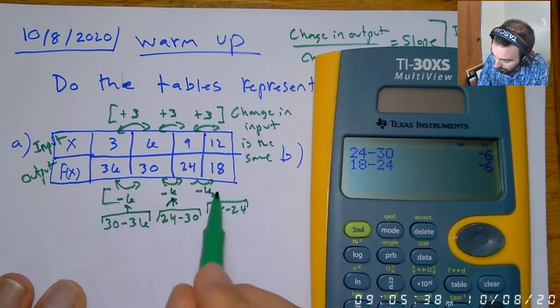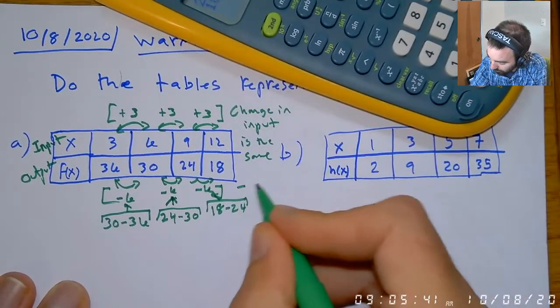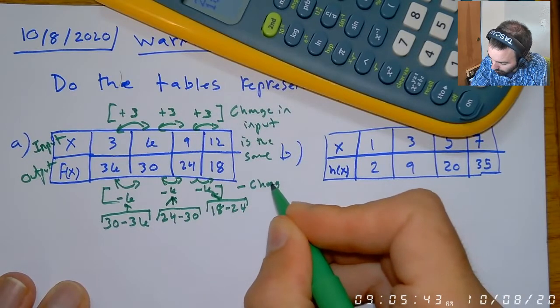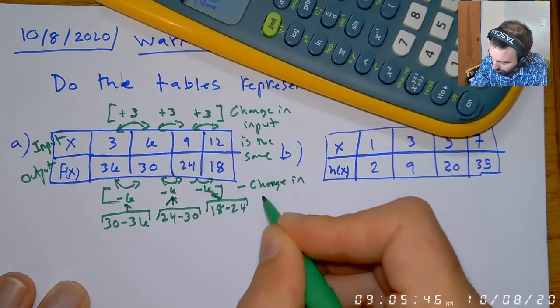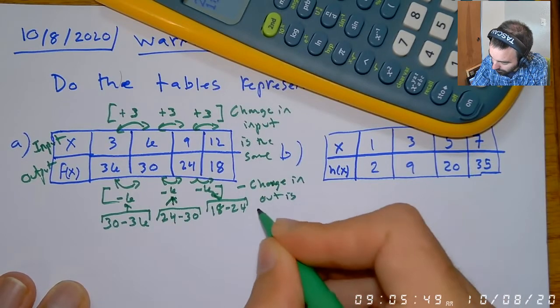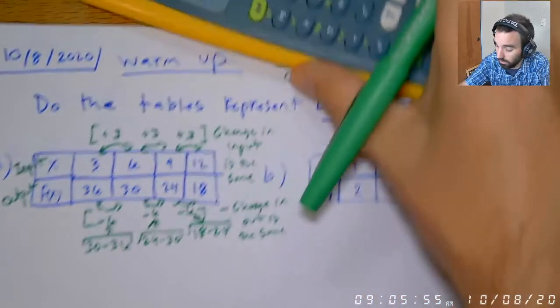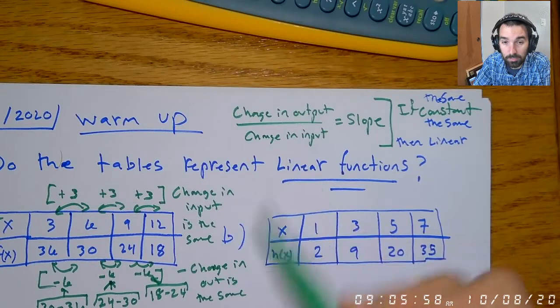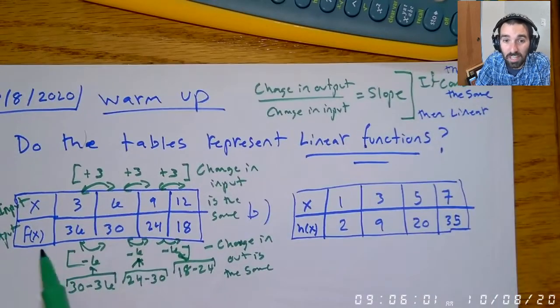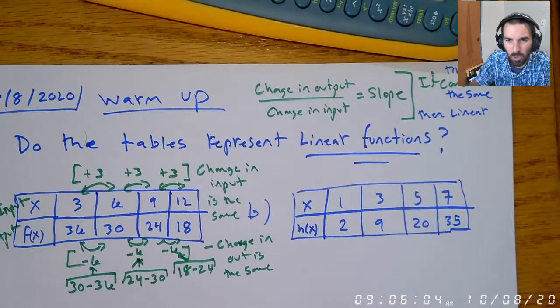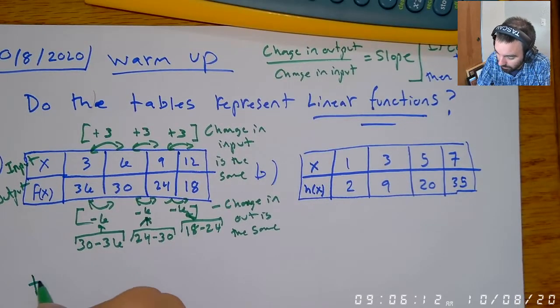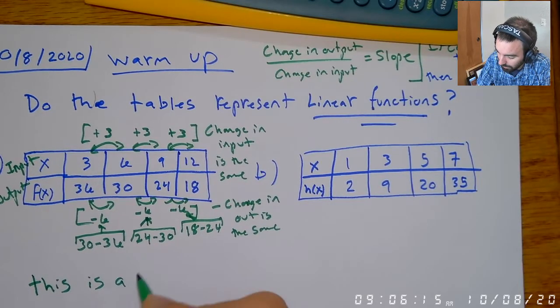So take a look at these. The change in the output is the same. This is what we're looking for: the change in the output, the change in the input's the same. That means the slope is the same, it's consistent, and that's what makes a line. There's no curves. Curves are created by slope changing. A line has a constant slope. So we would say this is a linear function.